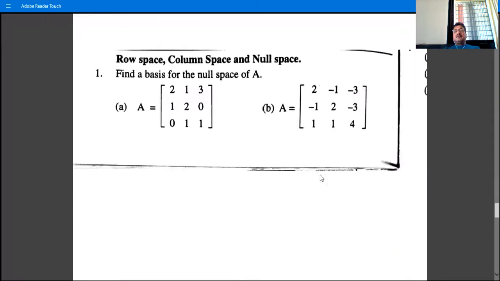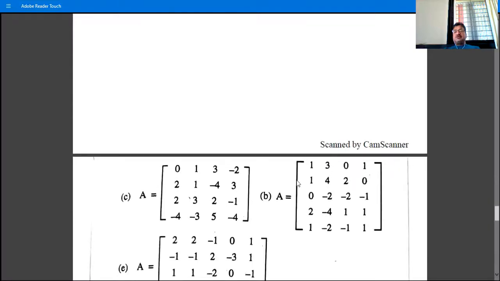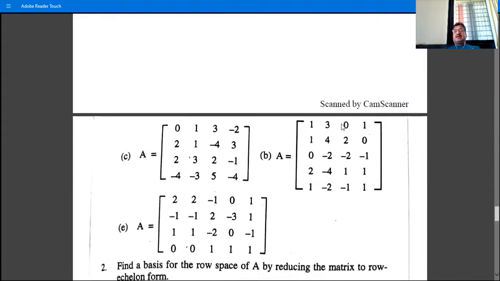Yes, 1301, answer of this problem. So this is the matrix, and we have to find the null space of this matrix, that is, the basis for the null space of this matrix. So from this matrix, write the system AX is equal to 0.